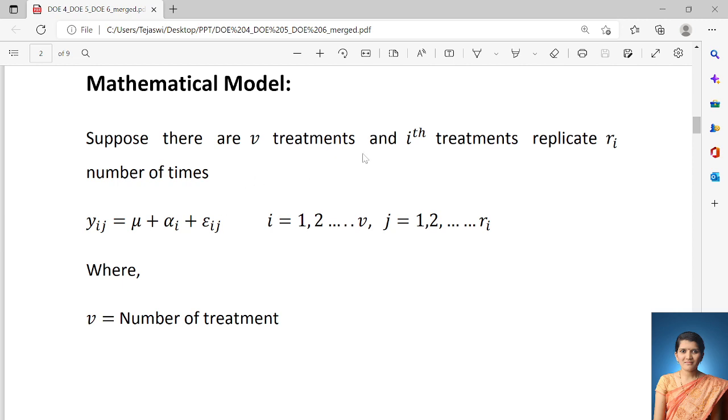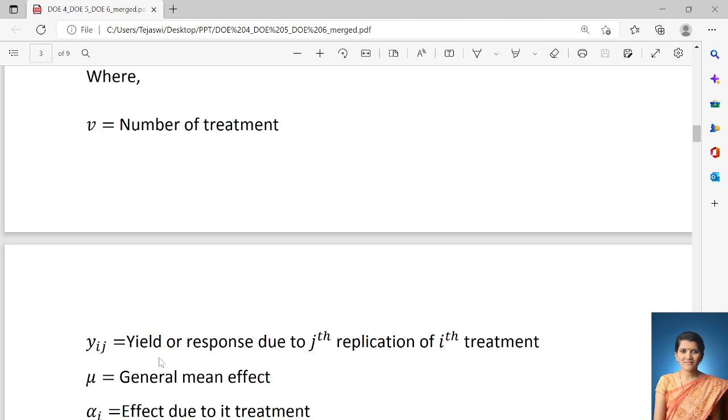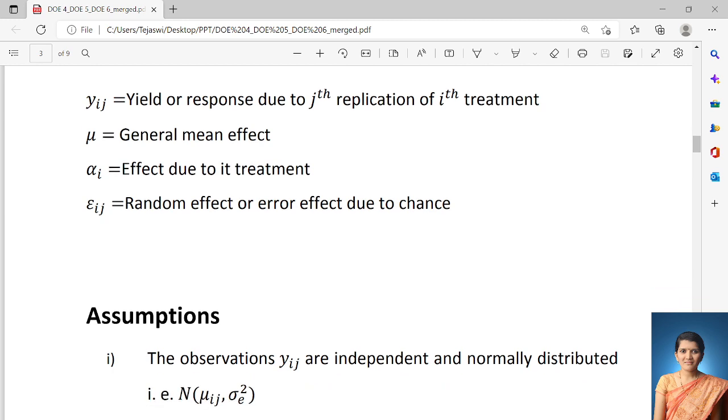Suppose we have v treatments and the ith treatment is replicated Ri number of times, then the mathematical model of CRD is Yij equals mu plus alpha i plus epsilon ij, where i varies from 1 to v, this is for treatment, and j varies from 1 to Ri, this is for replication, where v is the number of treatments. Yij is the yield or response due to the jth replication of the ith treatment, mu is the general mean effect, alpha i is the effect due to the ith treatment and epsilon ij is the random effect due to chance.